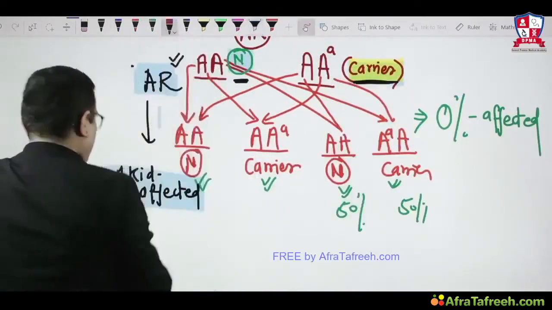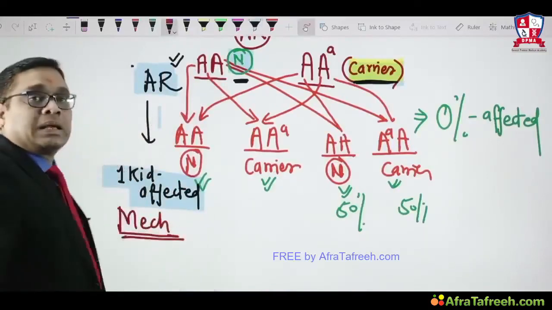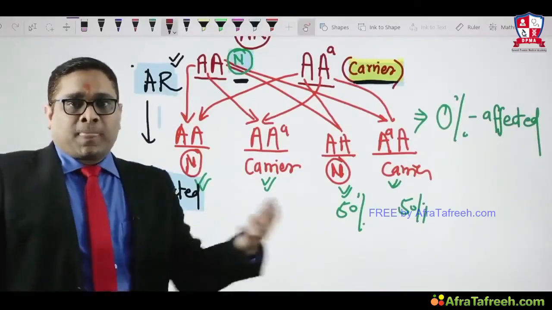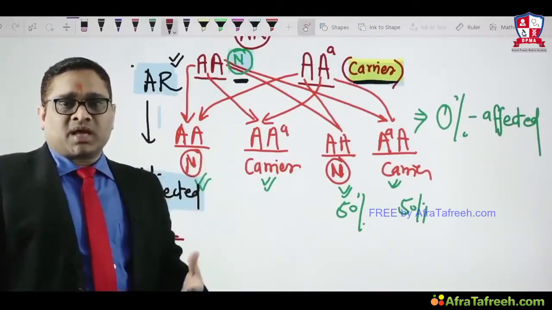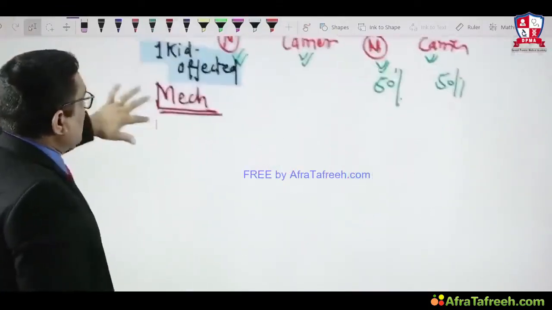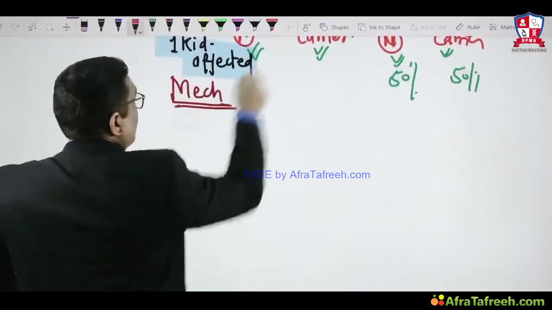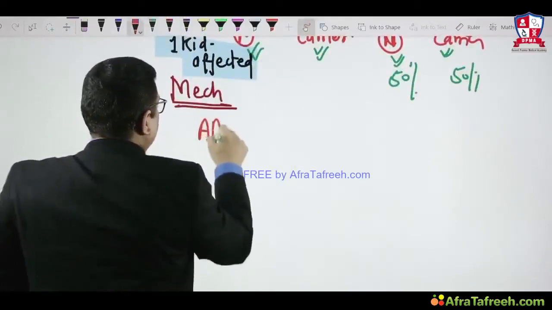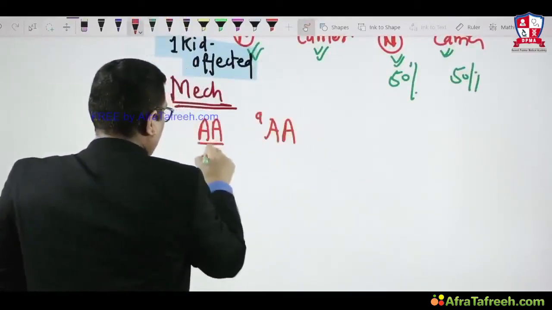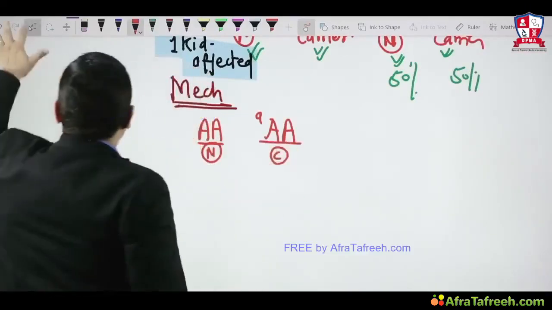So what is the mechanism? The examiner is asking what is the mechanism of this kind of inheritance, because we are reading in autosomal recessive, if one parent is normal, one parent is carrier, none will be affected. But here the examiner is saying one kid is affected. So what is your logic? So now we will see. One parent is normal, one parent is carrier. So how is one kid affected?